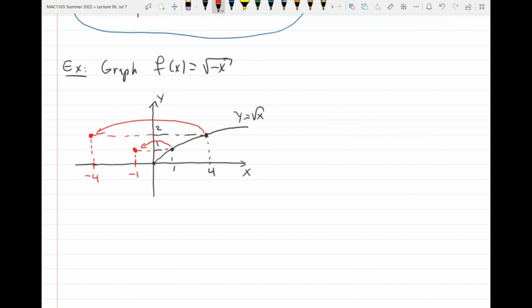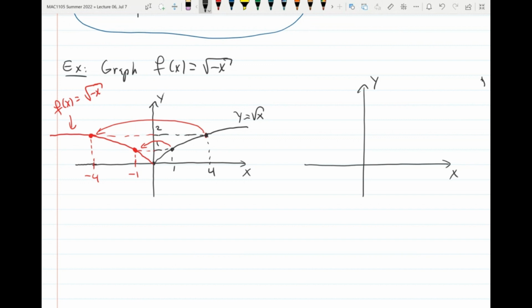Every single point in this picture is going to be sent to the other side, and as the classmate pointed out, that means that we're just reflecting about the y-axis. Same way that before we were reflecting about the x-axis, this time we're reflecting about the y-axis. So we're going to end up with this picture, okay? So this would be f of x. So if we do it along x and y, then the graph of y equals square root of negative x would be something like this, okay?